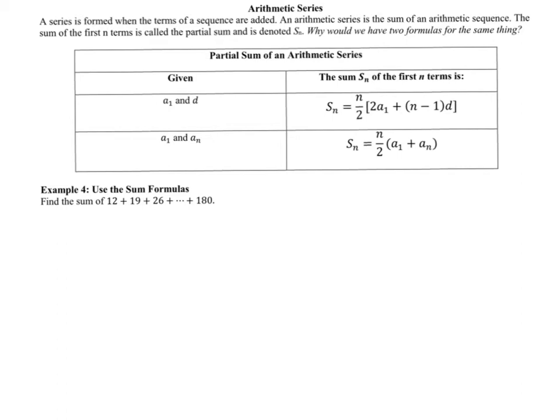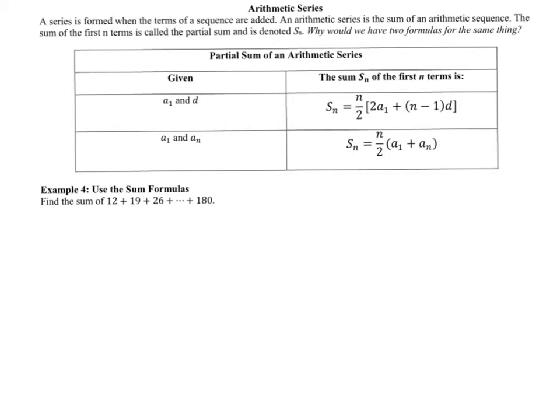So in this case, in example 4, they want us to find the sum of these numbers that they gave us, so this sequence of numbers. And so we want to look at the two formulas we could use. We could use one that has a sub 1 and d, or a sub 1 and a sub n. It doesn't really matter which one we use. So for this one, let's just go ahead and use the first one.